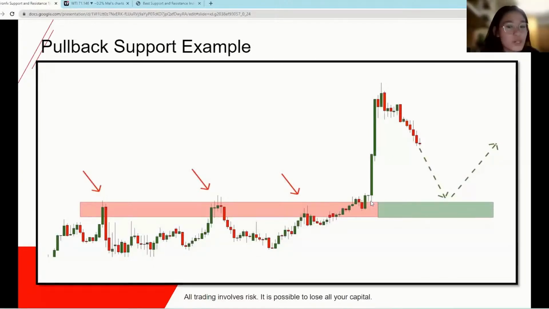Why support? Because we expect price to pull back and retrace back to this level, as you can see from the arrows. Okay. Feel free to let me know if you guys have any questions.